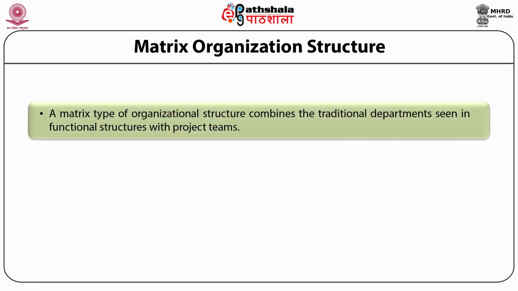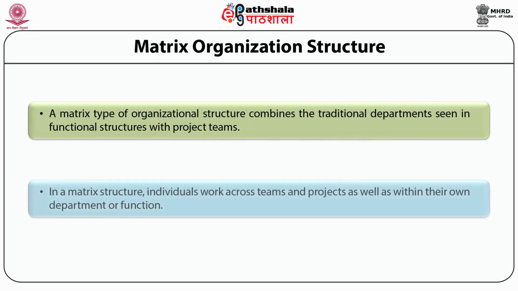The matrix organization structure. A matrix type of organization structure combines the traditional departments seen in functional structures with project teams. In a matrix structure, individuals work across teams and projects as well as within their own department or function. For example, a project or task team established to develop a new product might include engineers and design specialists as well as those with marketing, financial, personnel, and production skills. These teams can be temporary or permanent depending on the tasks they are asked to complete.